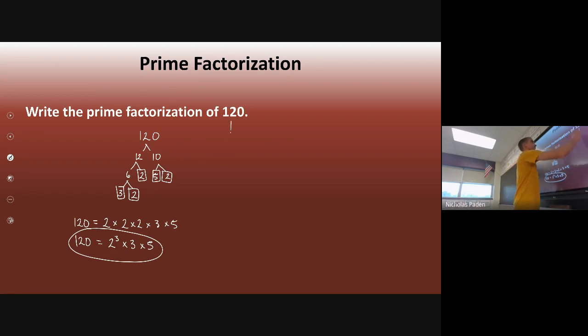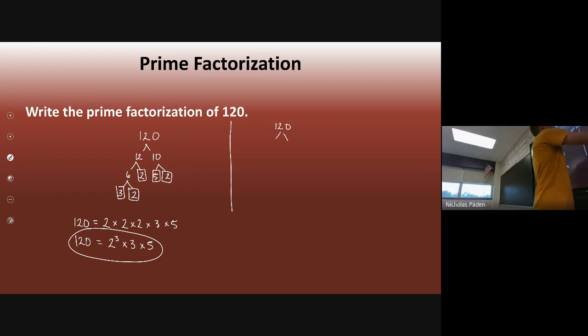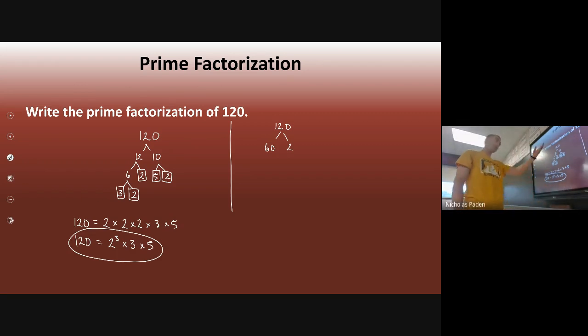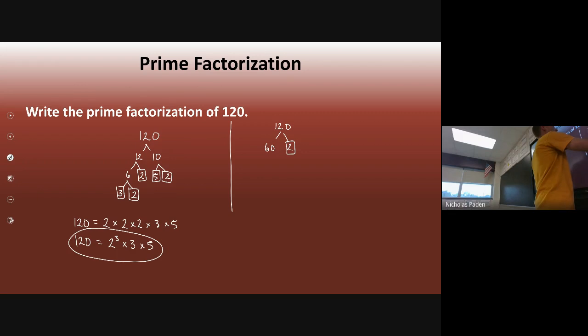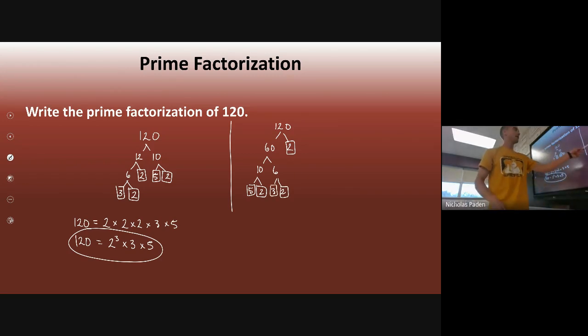What if you would use 2 different numbers? Let's say for 120, you could use 60 times 2, 20 times 6, 15 times 8, 40 times 3, 30 times 4, 12 times 10, a lot of different numbers. If I had done 60 and 2, I would get this. Let's see, 10 times 6 here. 10 would be 5 and 2. And then 6 would be 3 and 2. Notice what I have. I have 3 2s boxed in, 2 to the 3rd power, times 3 times 5.